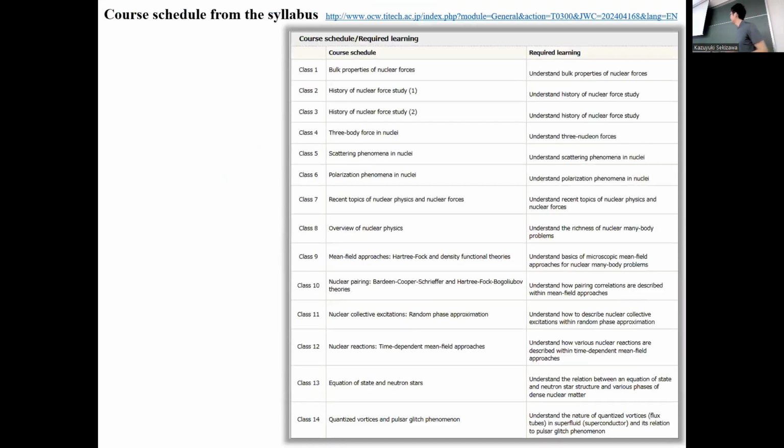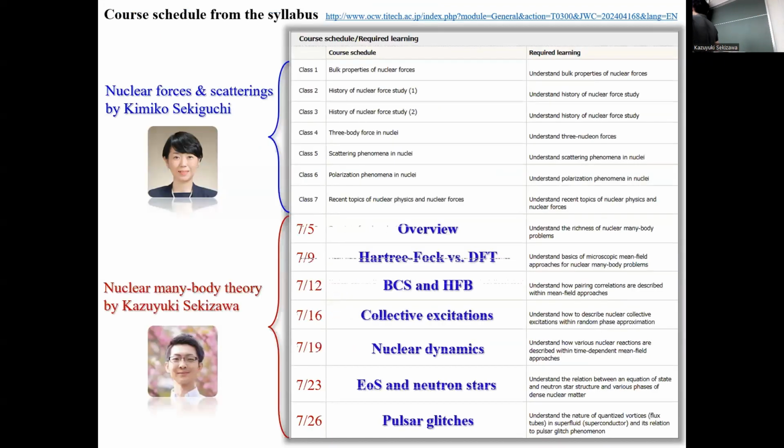Okay, and again, this is just a syllabus. So far I have explained what Hartree-Fock and DFT, density functional theory, are. And I have introduced how to describe pairing correlations. So we learned a bit about BCS and HFB theories. And last time I explained some methods to describe collective excitations.